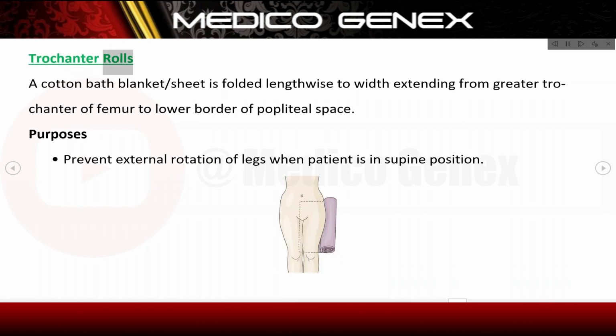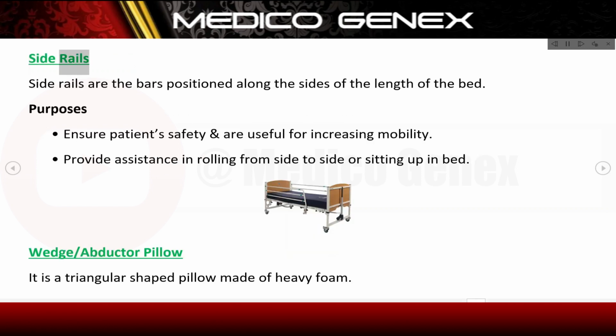Trochanter rolls. A cotton bath blanket sheet is folded lengthwise to width, extending from the greater trochanter of the femur to the lower border of the popliteal space. Purposes: prevent external rotation of legs when the patient is in supine position. Side rails. Side rails are the bars positioned along the sides of the length of the bed. Purposes: ensure patient's safety and are useful for increasing mobility. Provide assistance in rolling from side to side or sitting up in bed.